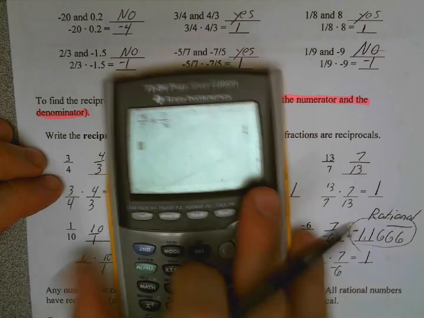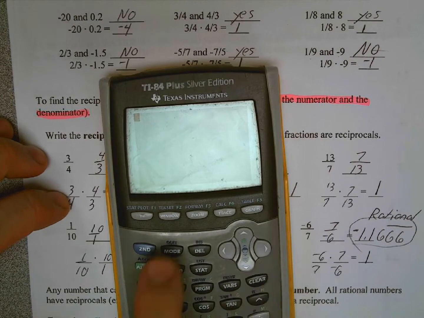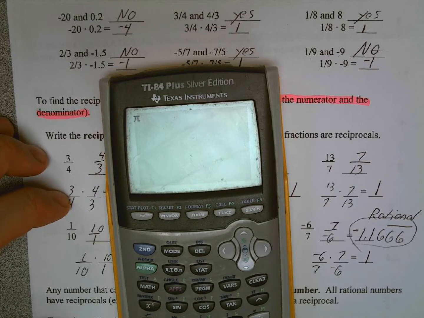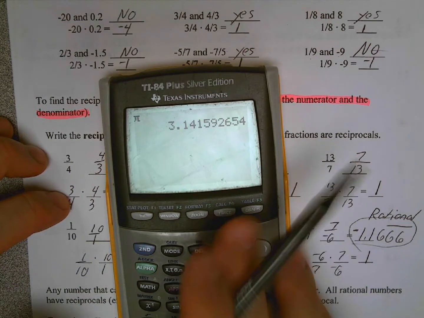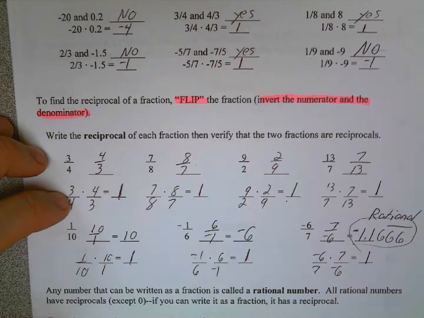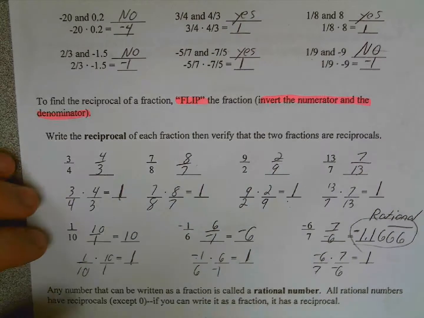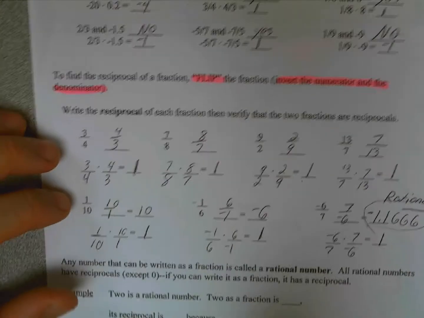Here's an example of an irrational number. If I hit my second pi, 3.141592654, and it goes on and on and on even after that, that's an irrational number. All right, no pattern, no logic to it, just goes on and on. All right, we'll talk about pi March 14th.